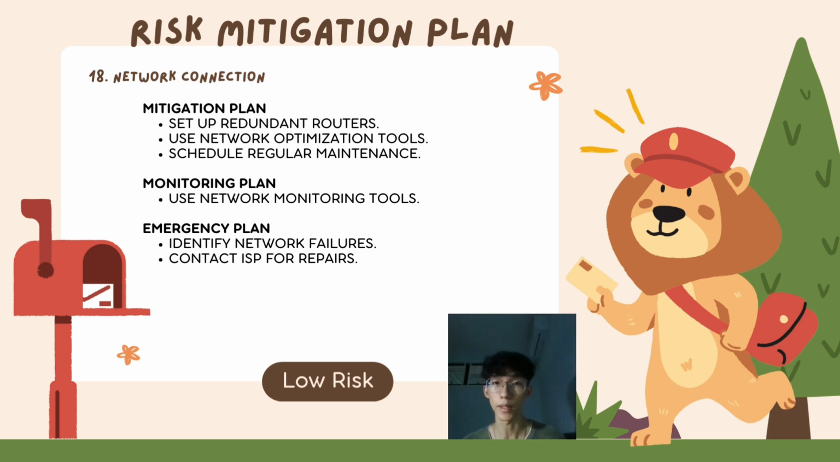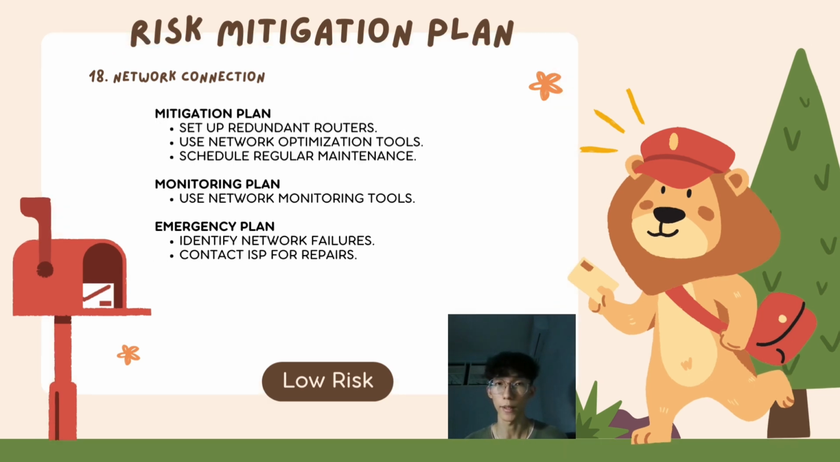For the emergency response plan, in the event of network failures, the company could check and identify the failures based on the OSI 7-layer model to determine if the issue is internal or external, or if it is required to contact the internet service provider (ISP) to check and repair any network failure issues promptly.